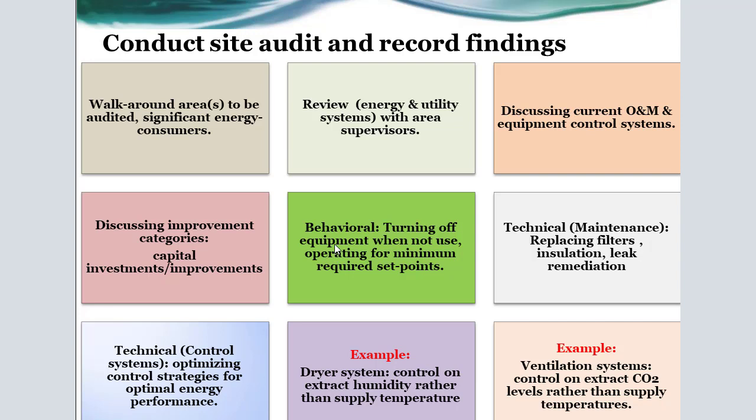checking the behavior of the personnel, such as turning off equipment when it is not in use or not in operation, or making this equipment operate at the minimum required set points. As we know, different equipment have different settings. So our advice as energy auditors is to put this equipment at the minimum set points in order to reduce the energy consumption, if it is possible, of course.